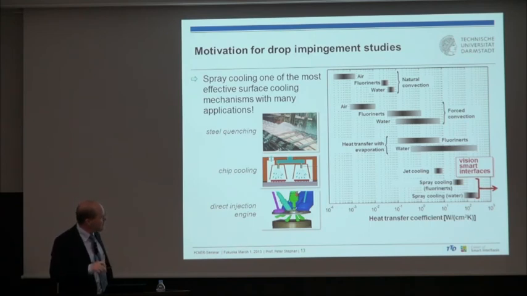Here I plotted the heat transfer coefficients on a logarithmic scale for different cooling methods. That's basically natural convection with a not so good heat transfer coefficient. This here is forced convection, much better. Then we have heat transfer including evaporation, and then jet cooling, and then spray cooling, even higher heat transfer coefficients. Spray cooling with water due to the high latent heat of vaporization is best, of course, but you can't use water, for example, for chip cooling, so you have to use refrigerants, which are electrically not conducting, and this is typically half an order of magnitude lower.